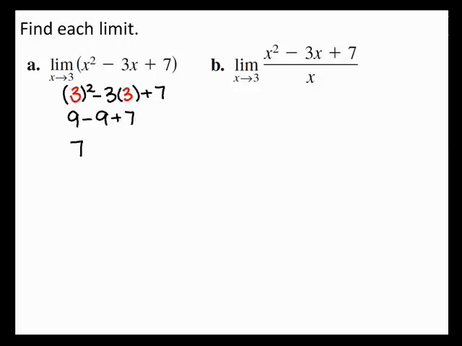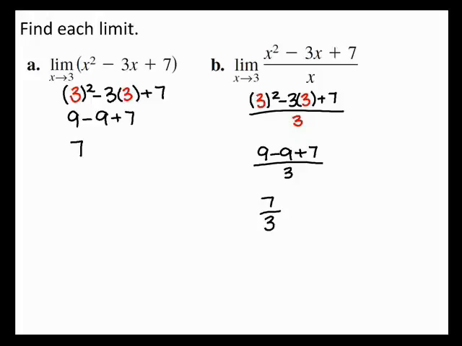Part B. The limit of x squared minus 3x plus 7 divided by x as x approaches 3. Substitute 3 in for x. Simplify 3 squared and negative 3 times 3. Simplify 9 minus 9 plus 7. You find that the limit of x squared minus 3x plus 7 divided by x as x approaches 3 is equal to 7/3.